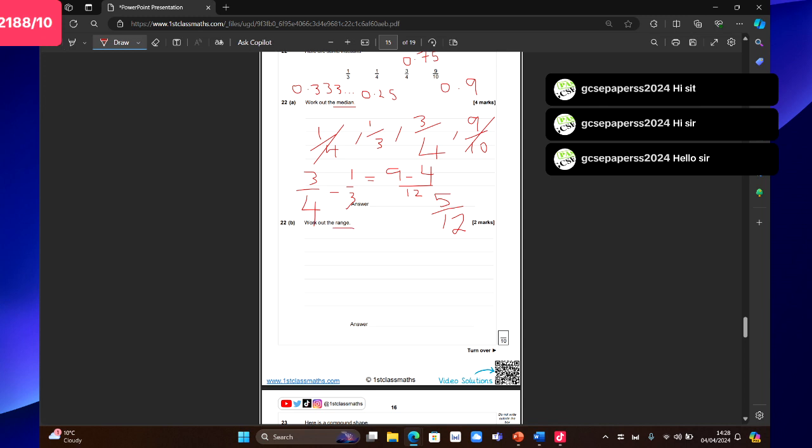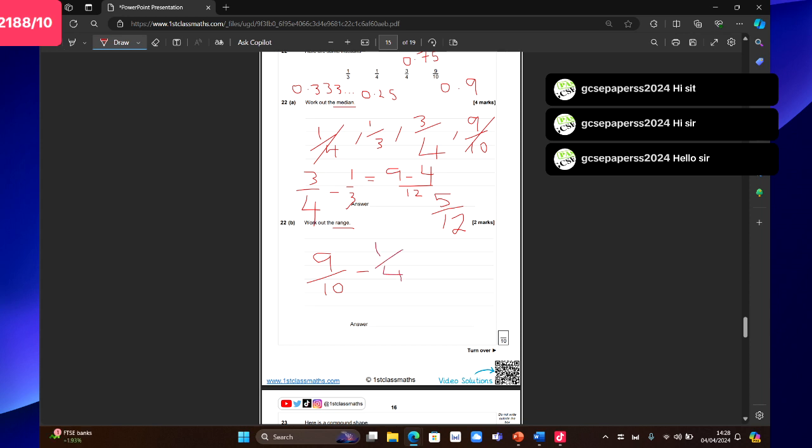Next one, work out the range. So the range is biggest take away smallest. So it'd be 9/10 subtract 1/4. Again, I've got some options here. I can just do 0.9 minus 0.25, that also works, or I can just subtract the fractions.